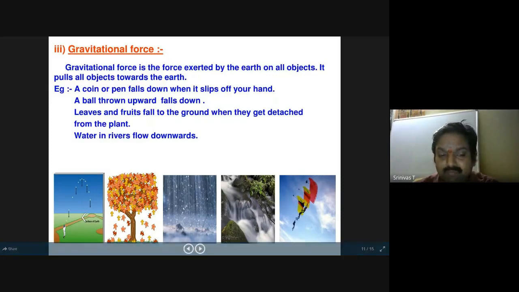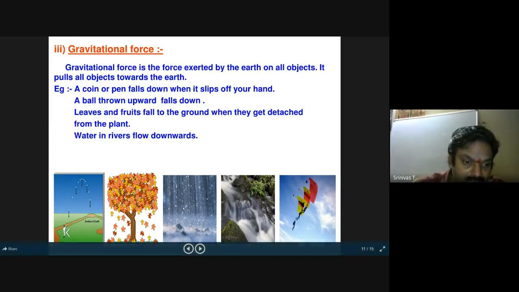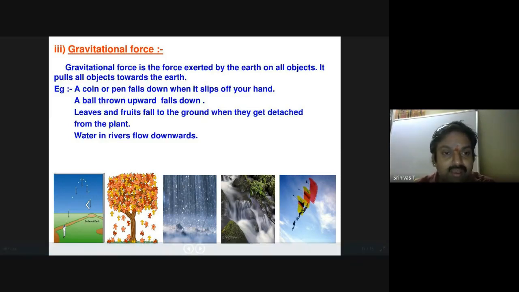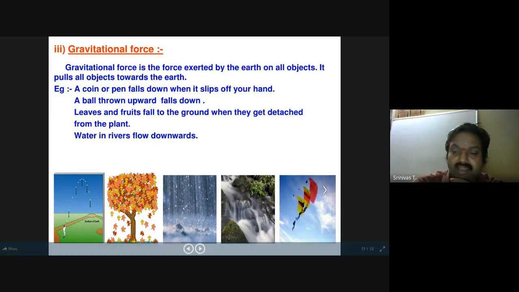Because of the continuous gravitational pull, though the ball is going up, it is under the influence of the gravitational force. Finally, you can see the person throwing a ball or even a pen, and how it comes down. Leaves and fruits also fall to the ground when they get detached. We see this in the seasons, when from the plant the leaves and fruits fall. Water in a river also flows downwards because of this. And finally you can see parachutes coming down because of the gravitational pull.